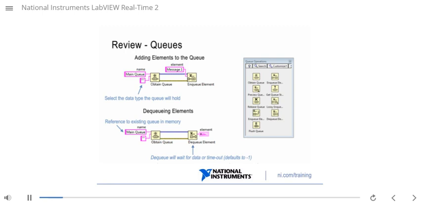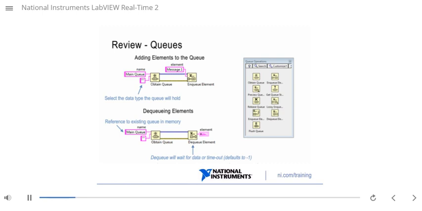is done is you will obtain a queue to obtain a queue reference. That queue reference can then be used to either enqueue elements or dequeue elements. Typically, you'll have one loop enqueuing elements that will be producing data, and you'll have another loop that will dequeue elements, which is consuming that data.